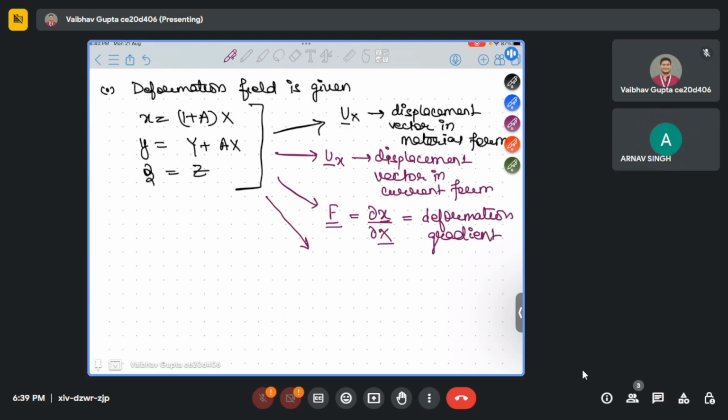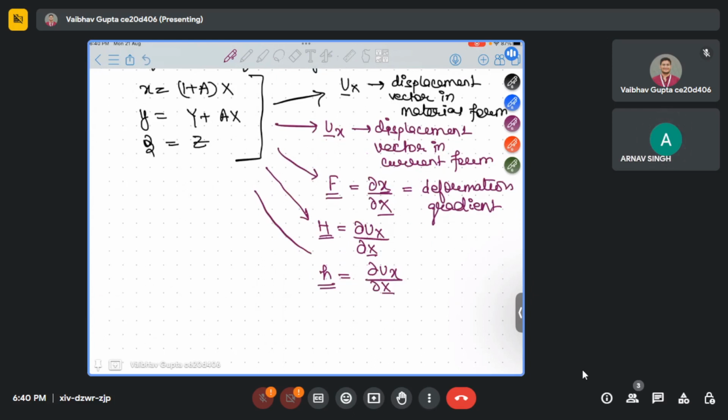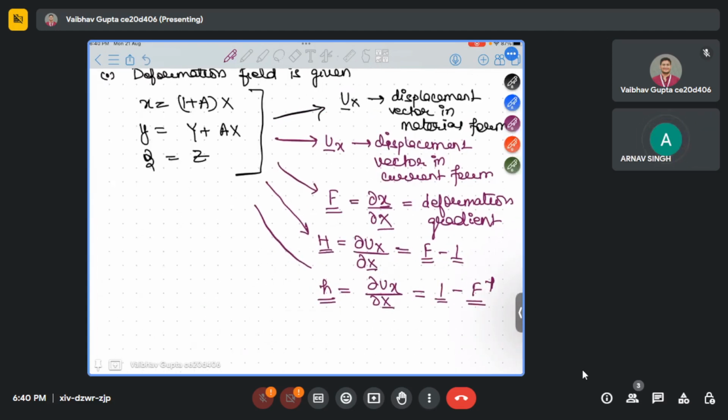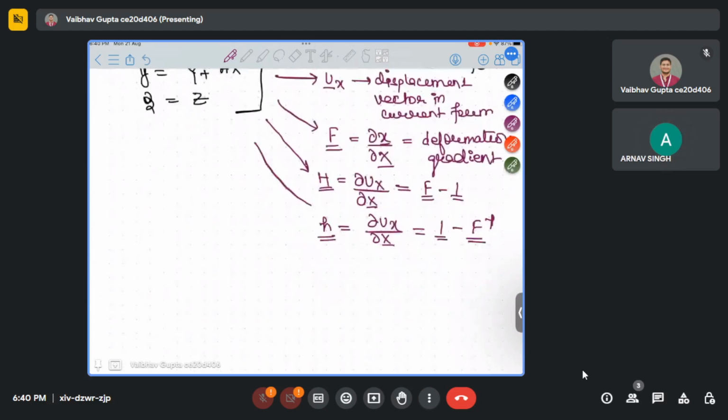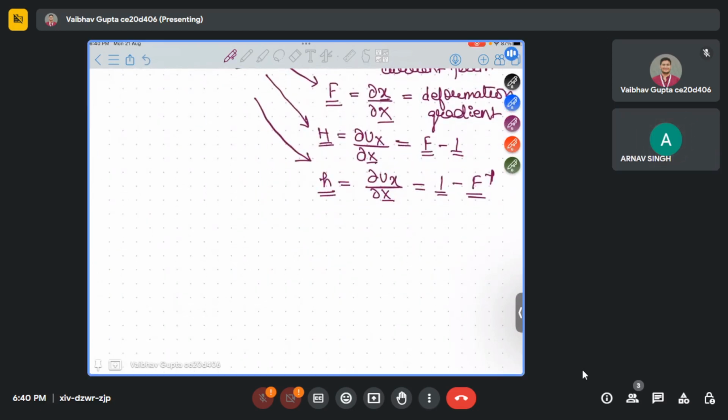Then we found out capital H, which is nothing but the partial derivative of the displacement vector in material form, and we calculated small h. Also we saw capital H is nothing but F minus identity matrix, and small h is I minus F inverse matrix. So far we have seen this. If you have any doubt, or all things are clear? Yes, sir. So now next we move forward.